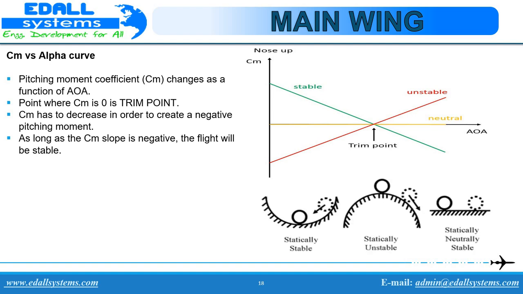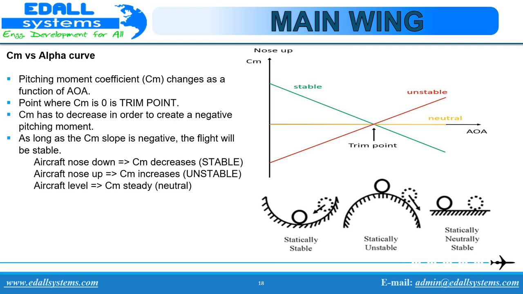So there are three types of stability, that is statically stable, statically unstable, and statically neutrally stable. If the aircraft nose is down, then the pitching moment coefficient decreases, that is called stable. If the aircraft nose is up, the pitching moment coefficient increases, that is called unstable. And if the aircraft is level, then the pitching moment coefficient is neutral.